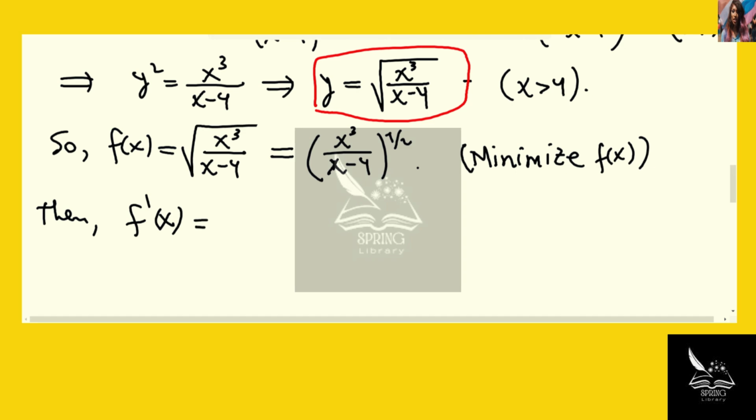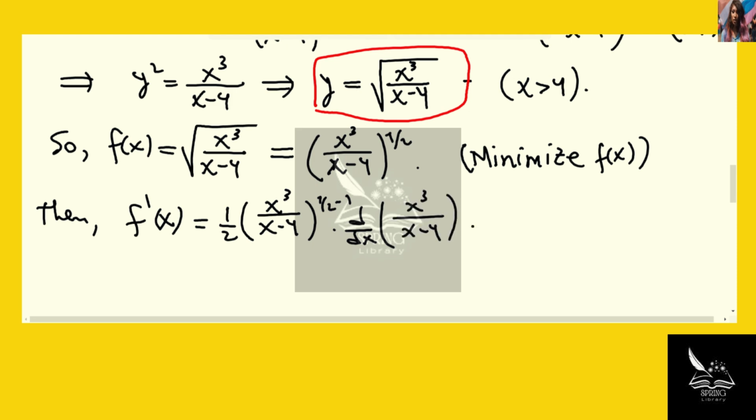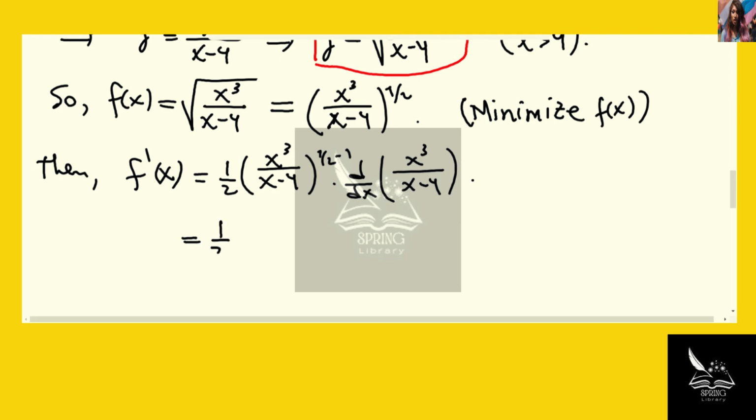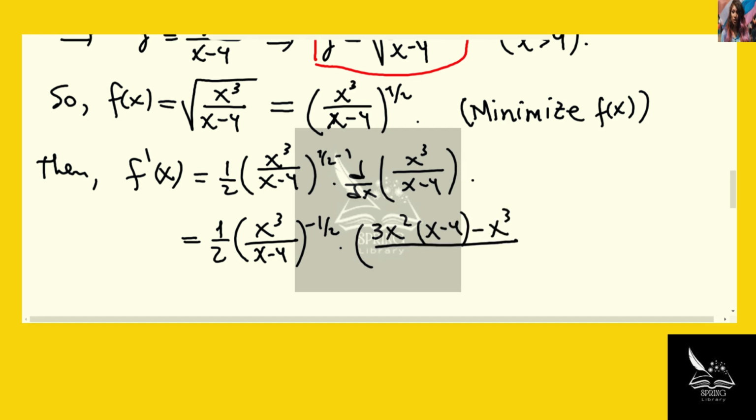So the derivative is 1/2 times x cubed over x minus 4 to the 1/2 minus 1 times the derivative of x cubed over x minus 4, following the chain rule. So this is 1/2 times x cubed over x minus 4 to the negative 1/2, times the derivative, which is the quotient of two polynomials, so it's 3x squared times x minus 4 minus x cubed times 1, over x minus 4 squared.